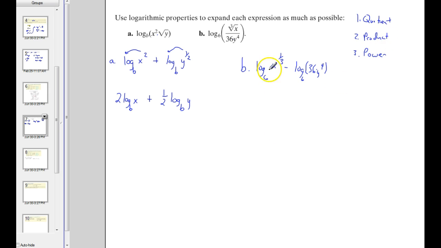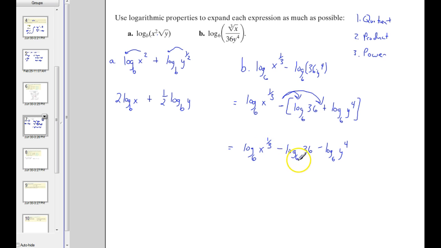Okay, now, when we go to the product rule, I'm not going to pull the 1/3 down yet. I'm going to do that in the next step. But we're subtracting this, and since we're expanding this now with the product rule, we're going to need to expand it into parentheses. This is going to be the log base 6 of 36 plus the log base 6 of y to the 4th. If we distribute that minus sign through now, we end up with the log base 6 of x to the 1/3 minus the log base 6 of 36 minus the log base 6 of y to the 4th. So we distributed that negative sign through both of these terms in the parentheses.